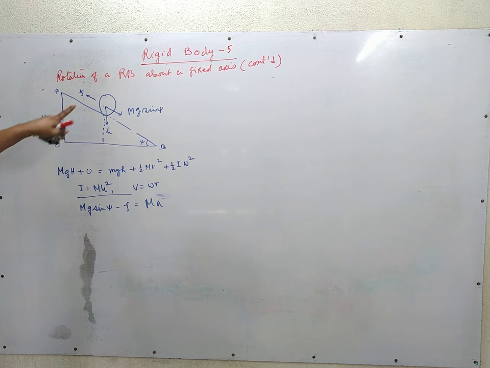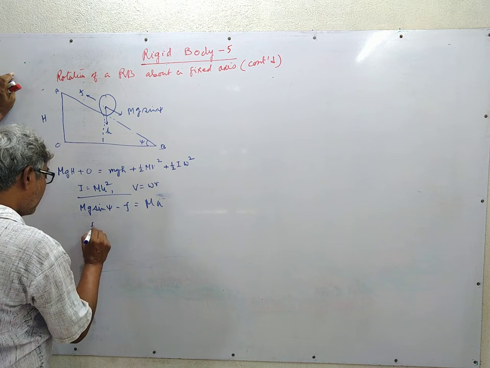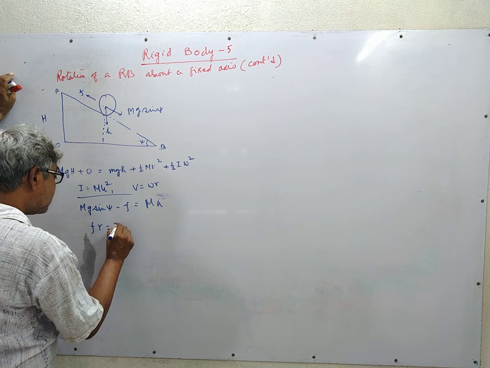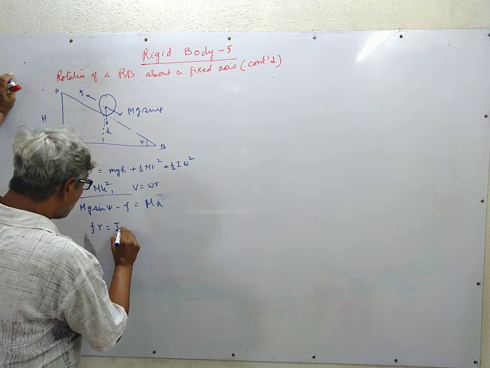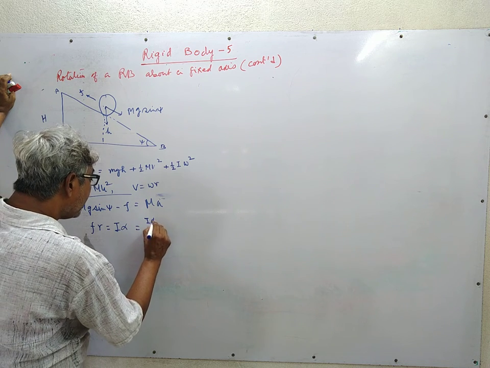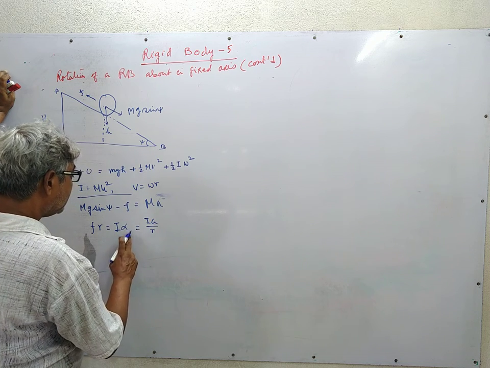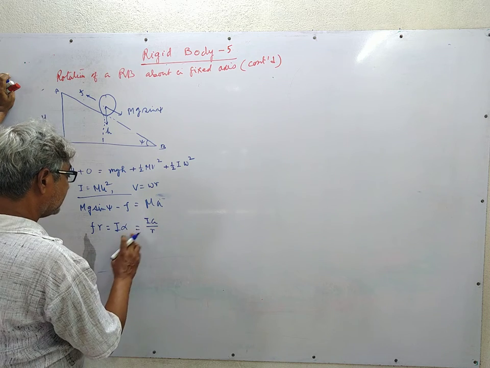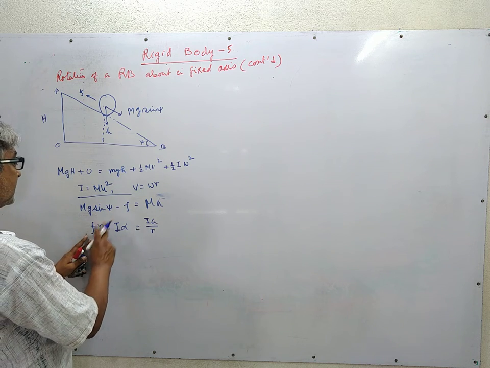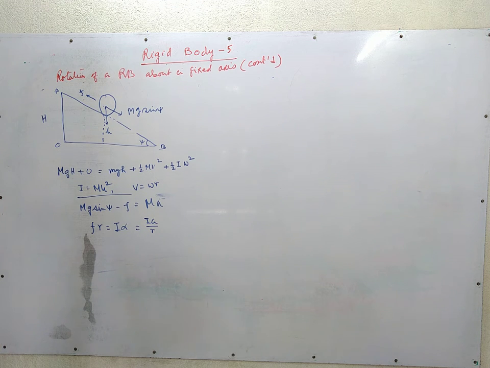And if we consider the rotational aspect of the body, then the torque produced by the frictional force is F into R. This is equal to moment of inertia times angular acceleration, and this can be written as I a by R, because the angular acceleration and linear acceleration relation is this. If we use this expression to eliminate f, we will end up with the same result.